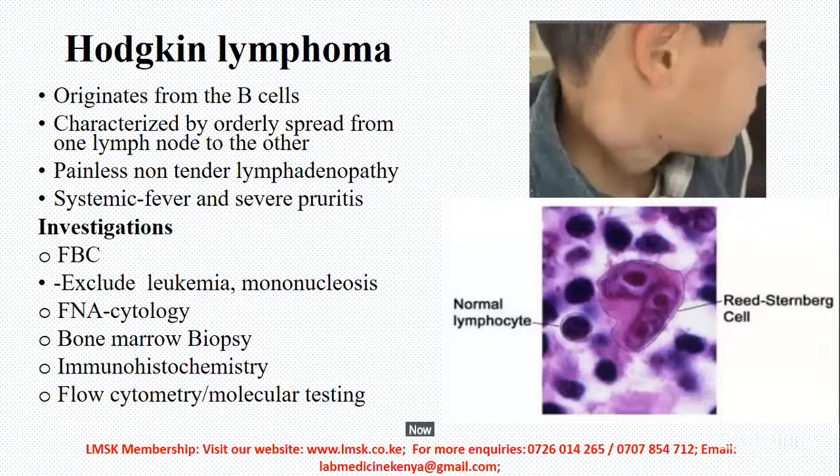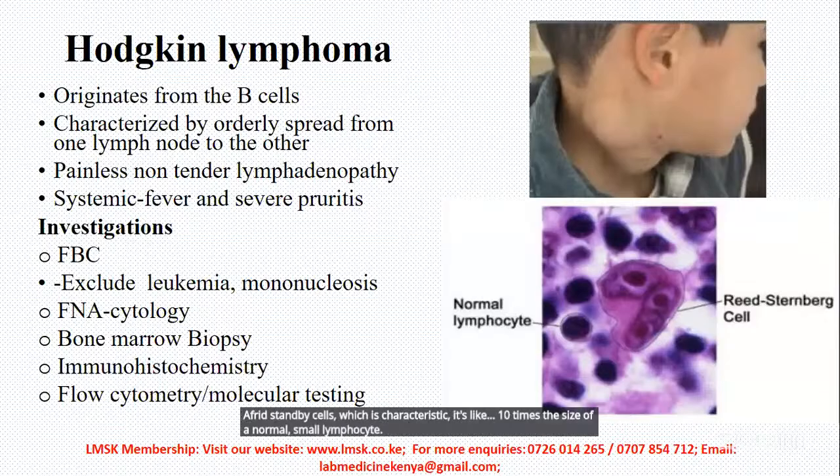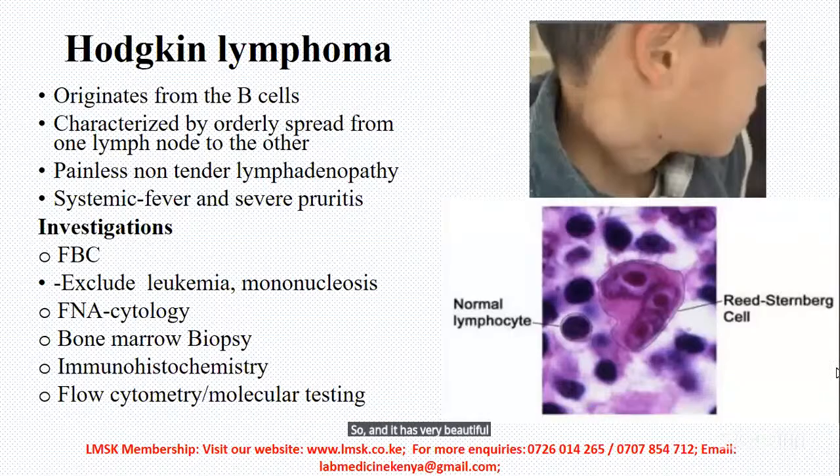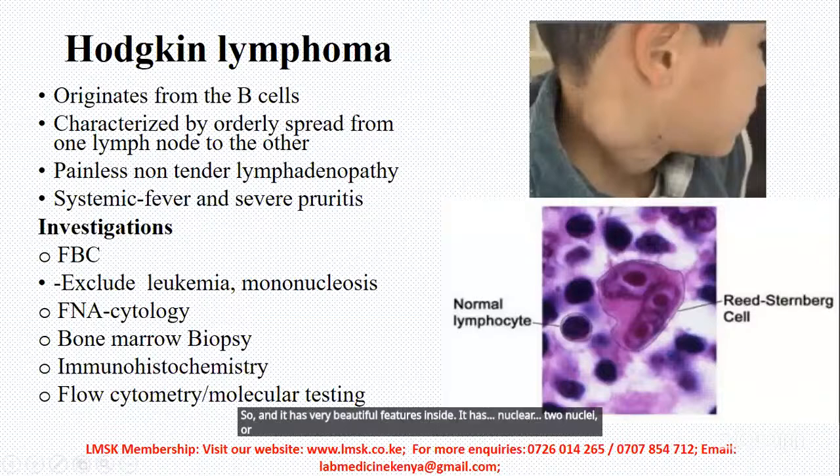Now on the cytology, you will find a beautiful picture of Reed-Sternberg cells, which is very characteristic. It's like 10 times the size of a normal small lymphocyte. And it has very beautiful features. Inside it has two nuclei, like mirror images. They look like one looking at the other one, and you won't miss it.